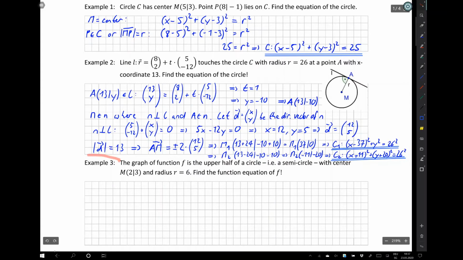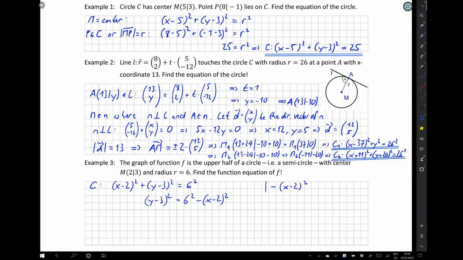Have a look at example 3. Think about how you would solve it, and then watch the solution, so stop the film. Let us find first the equation of the circle. Let's solve that for y. So we subtract the x minus 2 squared. Now we have to take the root. And now remember, when we take the root, we always should make here plus and minus.